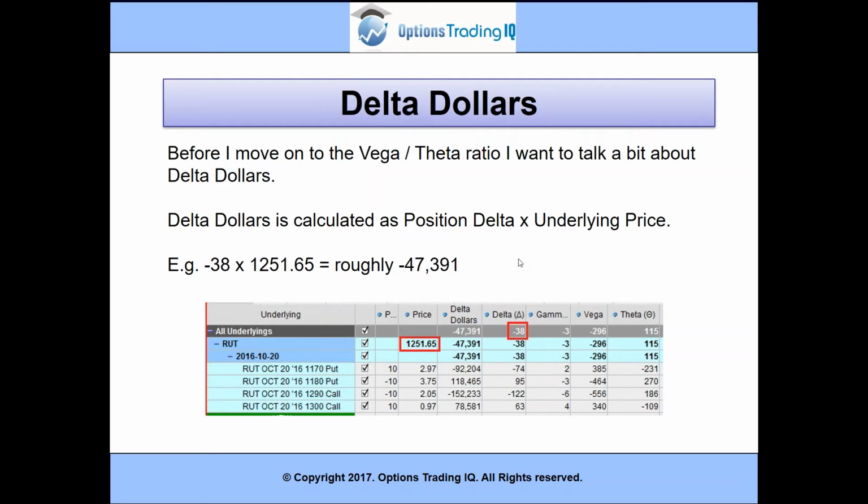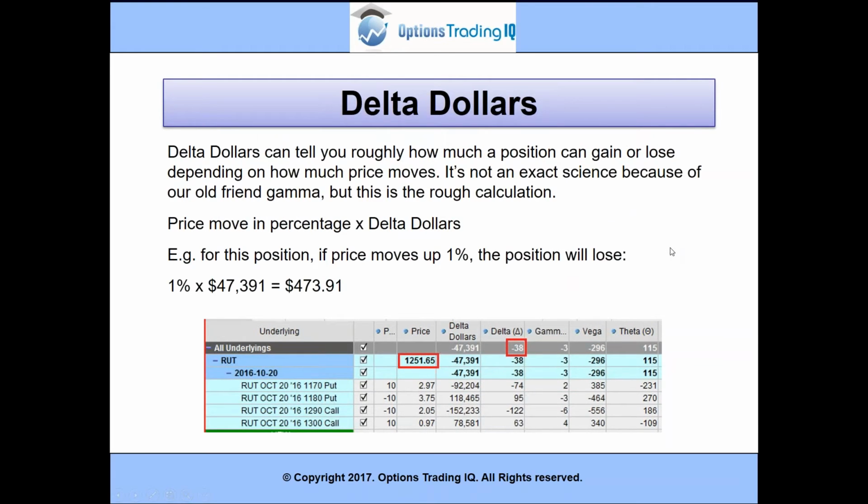It's a metric where you can see what your risk is in dollar terms, and I'm going to explain why it's important. Delta dollars can tell you roughly how much a position can gain or lose depending on how much the price moves. If you've got negative delta dollars and the price moves up, you're going to lose money, and you can roughly calculate how much. It's not an exact science because of our old friend gamma, but this is the rough calculation.